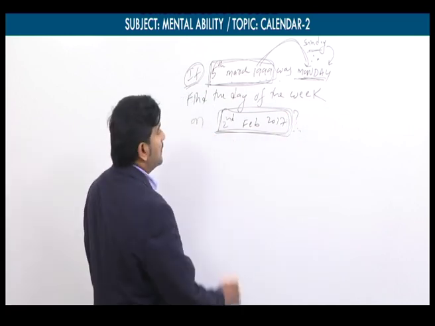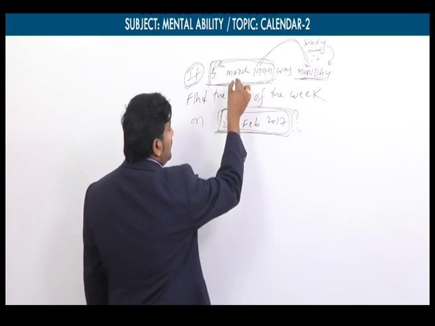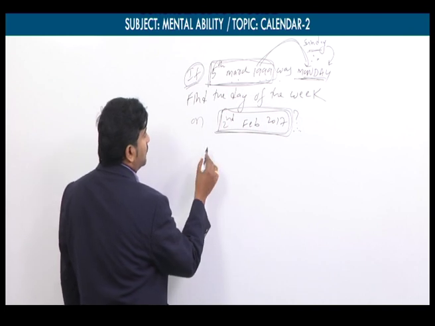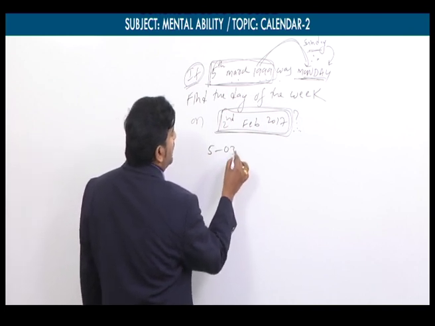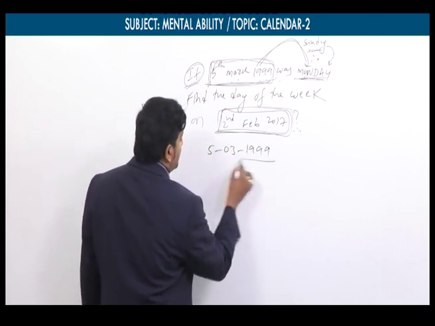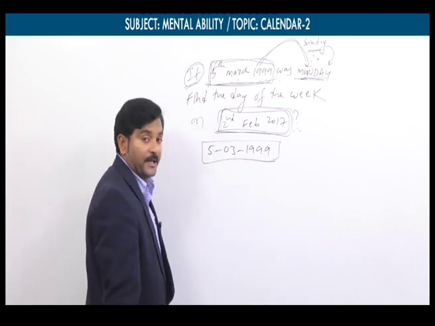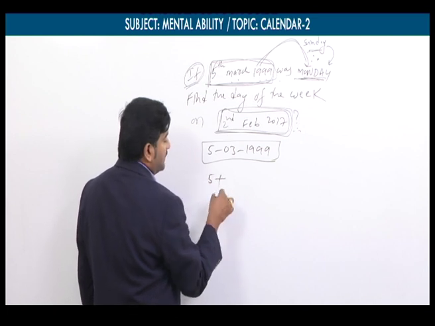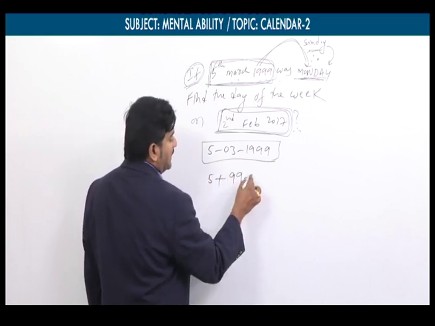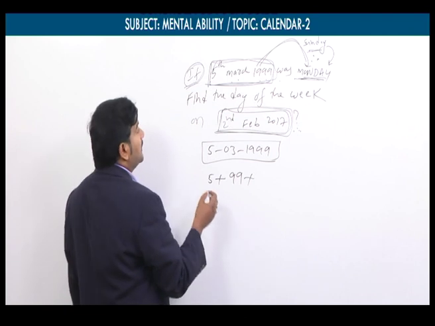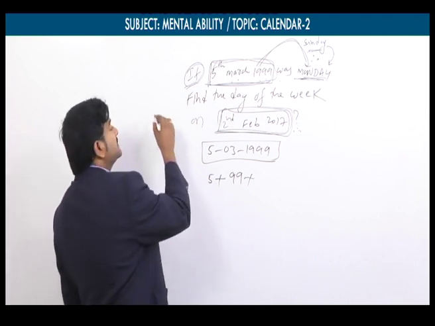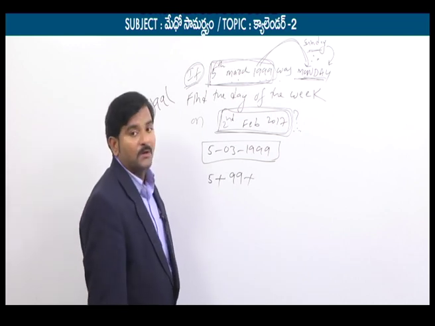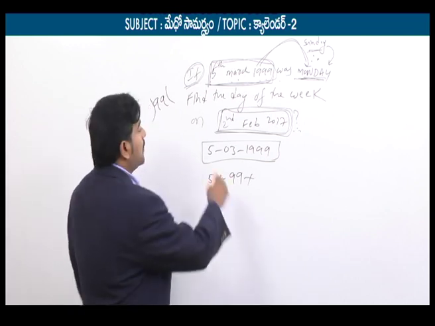That's why now we will find out the actual day for the given date, 5th March 1999. So my focus is 5th March 1999. We have to find out the day for this date. Again the formula: date plus number of years, 99. In 99, how many leap years are there? We have to divide 99 by 4.